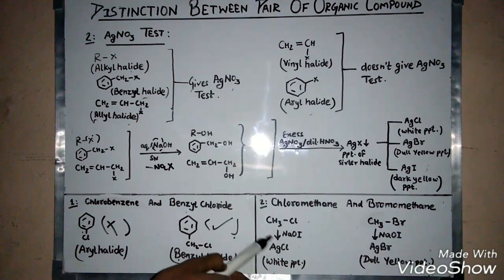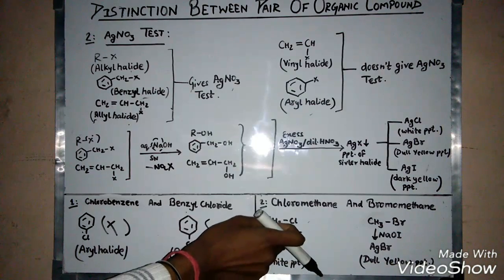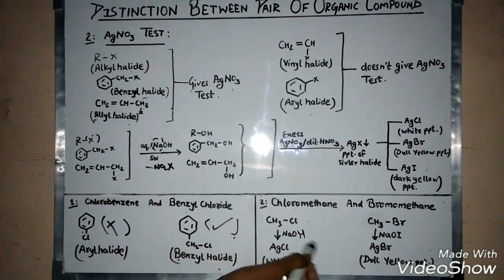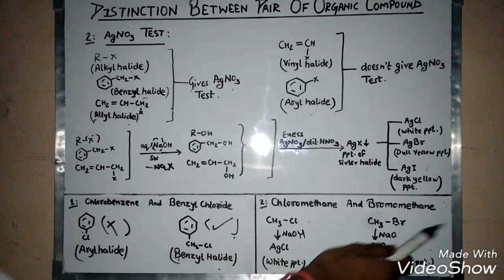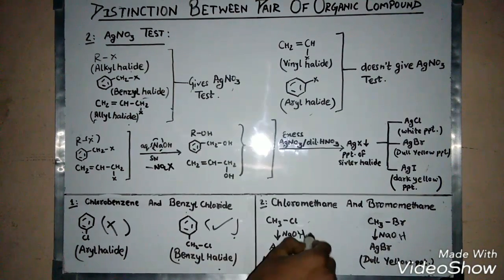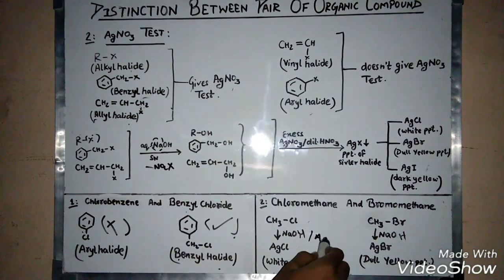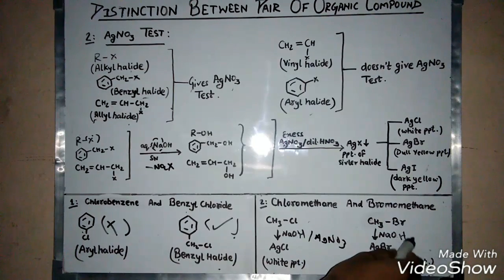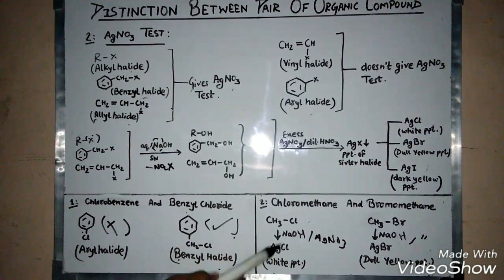When CH3Cl is treated with NaOH and then AgNO3, a white precipitate of AgCl will be formed, and in the case of bromomethane, a dull yellow precipitate will be formed. So depending on their color, we can distinguish between them. This is the complete AgNO3 test.